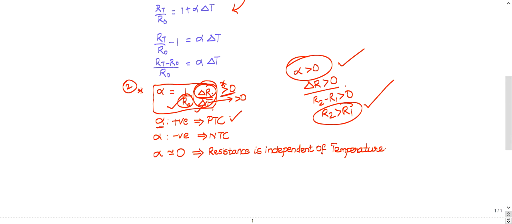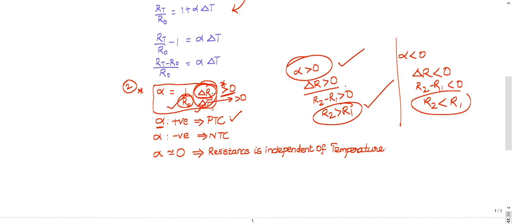I already discussed. If alpha is less than 0, then delta R is less than 0, then R2 minus R1 is less than 0, then R2 is less than R1, which means resistance is decreased, and it indicates NTC. So in this way you can conclude based on the values of alpha. If alpha is positive, it indicates PTC. If alpha is negative, it indicates NTC.